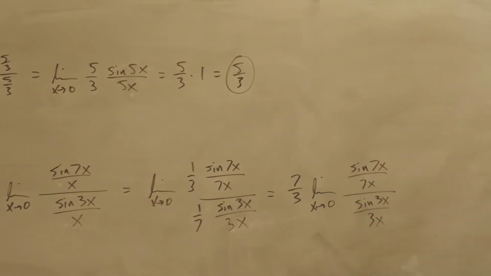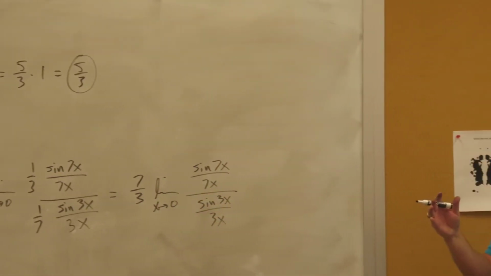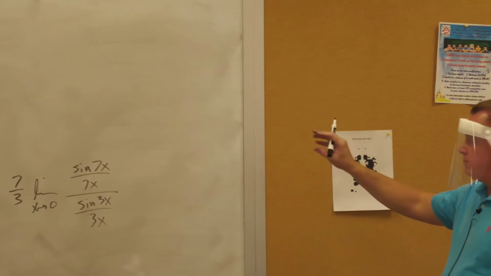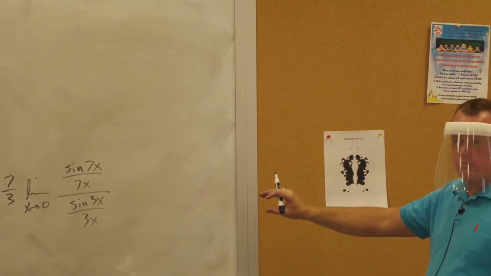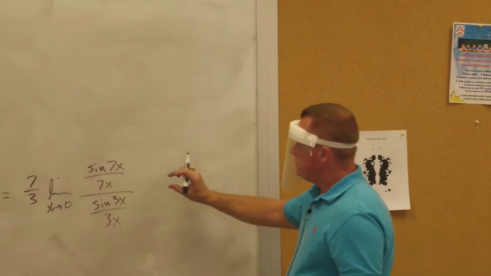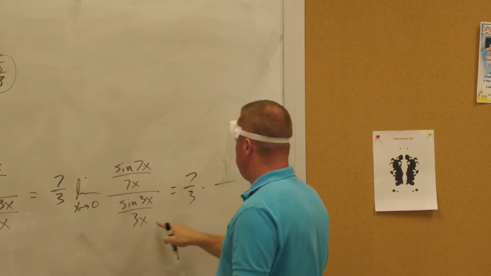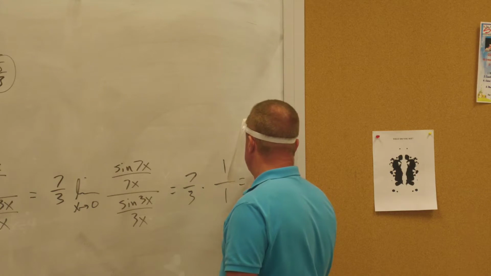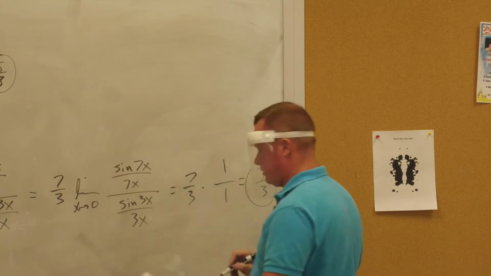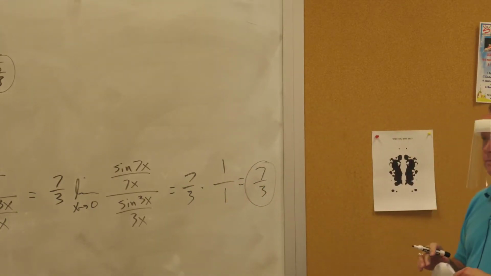Okay. And remember, limits are not derivatives. With limits, you can just take the limit of the top divided by the limit of the bottom, and you're good. No quotient rule or anything. So the limit of that would be 1. The limit of that would be 1. So 7/3.